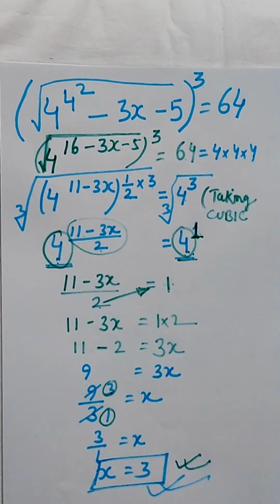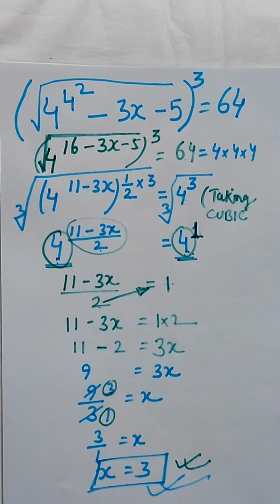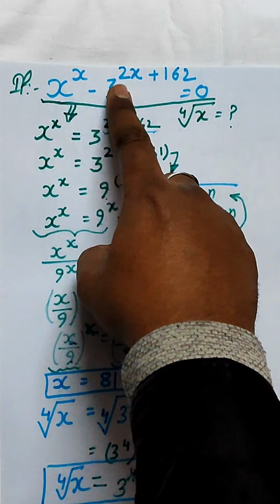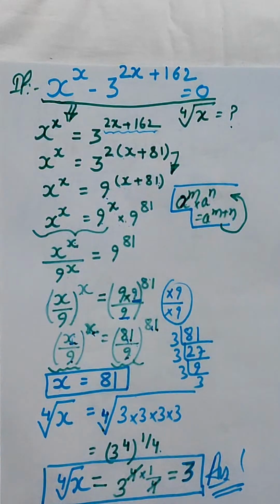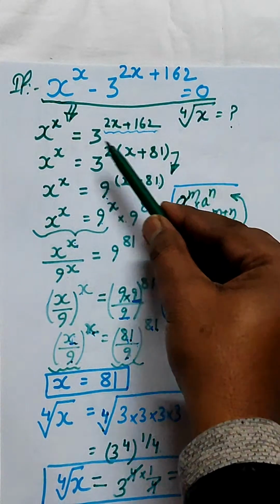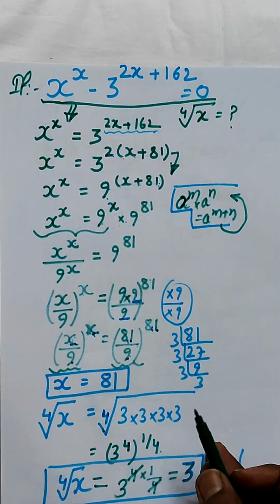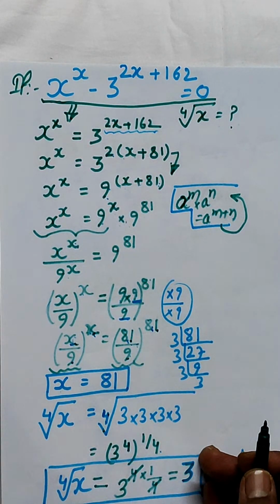So we have solved 2 questions today, for which I have put my shorts on my channel. The explanation of this question I have already explained, and the first question which we have taken, x to the power x minus 3 to the power 2x plus 162 is equal to 0. Now we have solved this question.